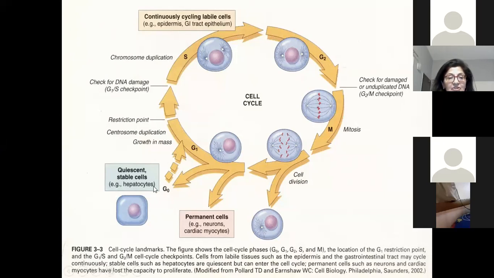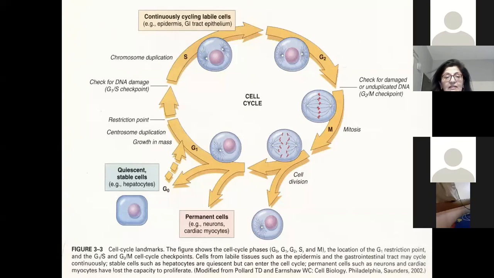They're staying in G0 phase, but if they're injured or they're damaged, they can go into the cycle and then duplicate themselves and proliferate. However, the permanent cells, which are like neurons or cardiac myocytes, come out of the cell cycle and are not capable of going back into the cell cycle. So they cannot proliferate. And once they're damaged, it's for good.